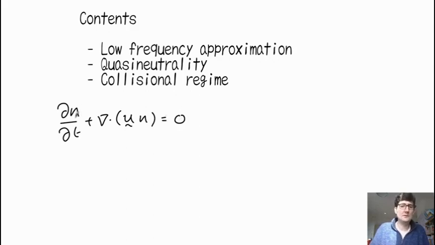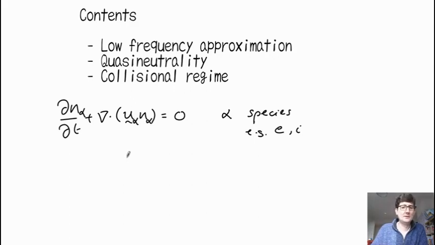And what we're going to do in this video is label these, so give a species label alpha. So alpha is the species. So for example, electrons or ions, so e or i, or it might be some other charges we might have. But here we'll just consider electrons and a singly charged ion, like hydrogen. And then here, n is the density, just to remind you, in particles per cubic meter. And then u is a fluid velocity, so in meters per second.